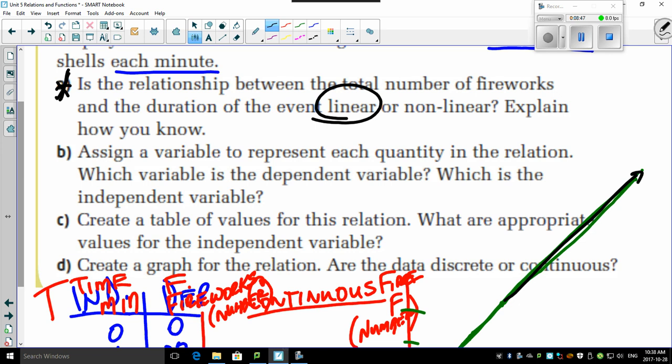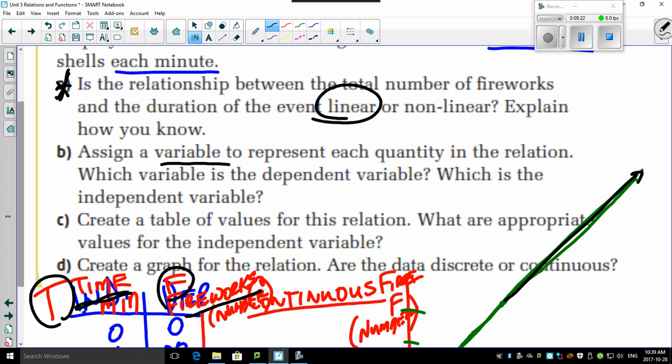So it says assign a variable to represent that. We did. We said time, T, and F for fireworks. We're good. Which is dependent, which is independent? T, of course, our time. You're choosing when to calculate this. I'm saying every minute. I could have gone every 30 seconds. I could have gone every 10 seconds. I could have said after every 10 minutes. You're deciding the time intervals. So that's what makes this the independent. And the dependent, what do you get out of this? If I'm saying every minute, oh, okay, then it's 20 fireworks a minute.